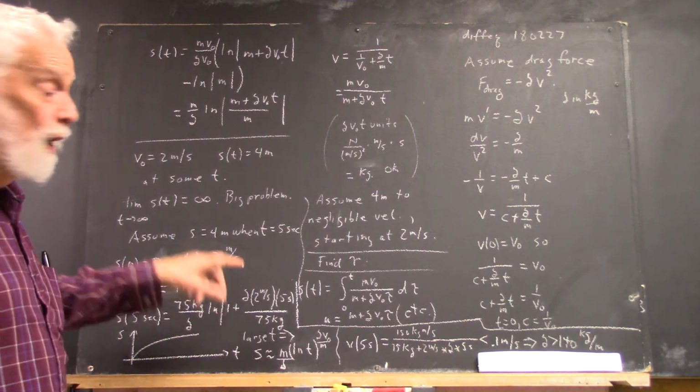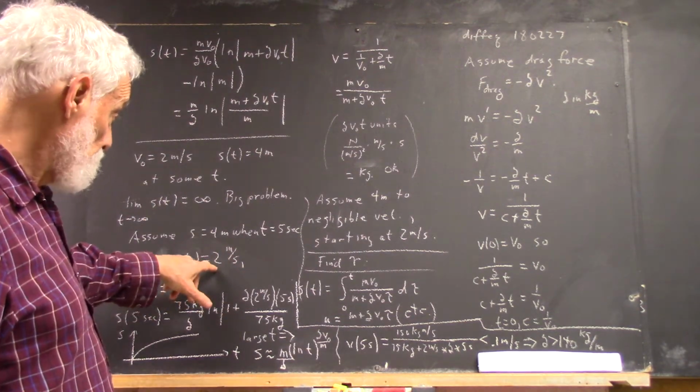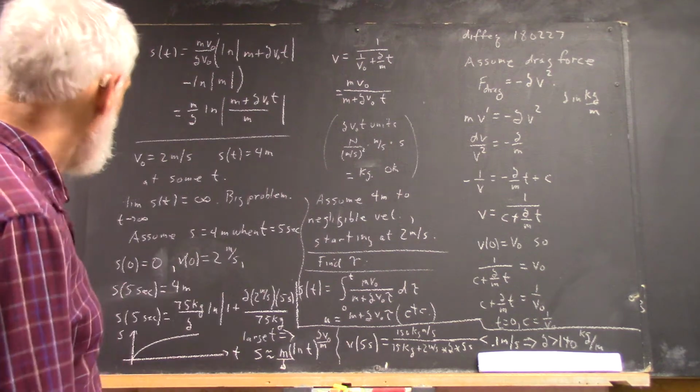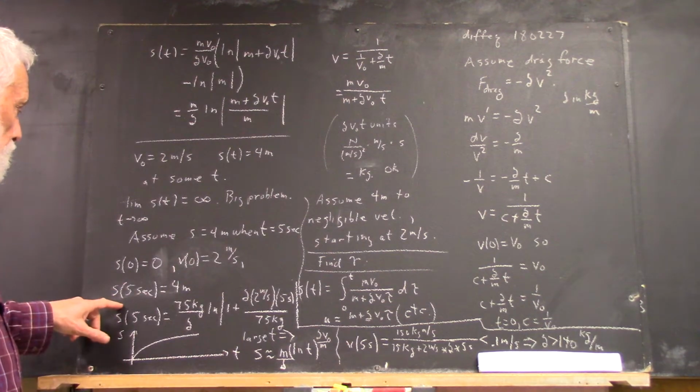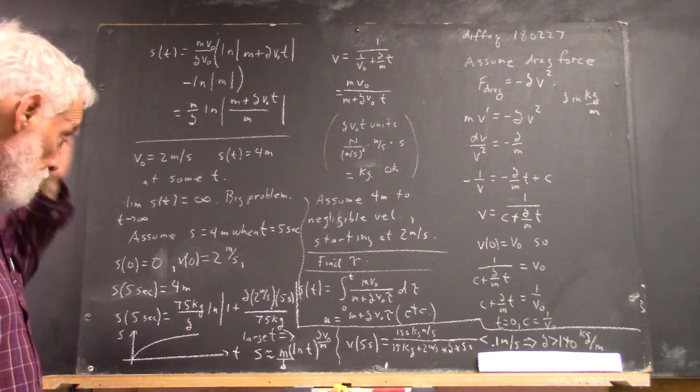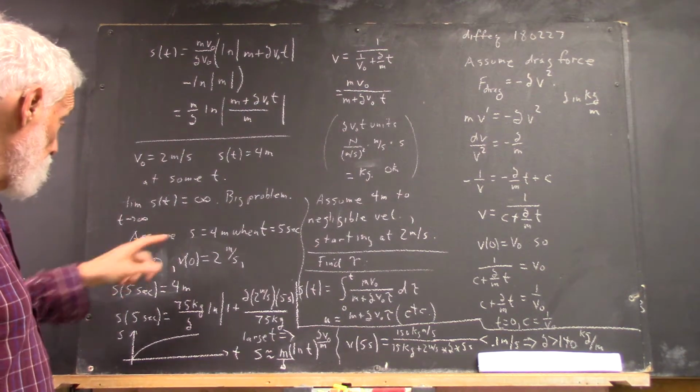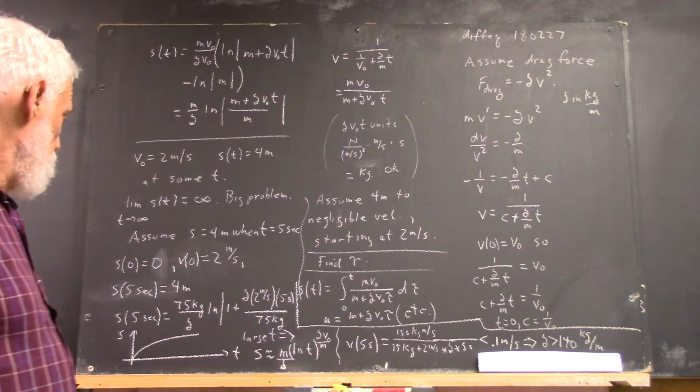It's not a valid starting velocity, but this is perfectly okay. V naught equals 2 meters per second. So that, and also S at 5 seconds equals 4 meters. Well, S of 5 seconds equals 4 meters.